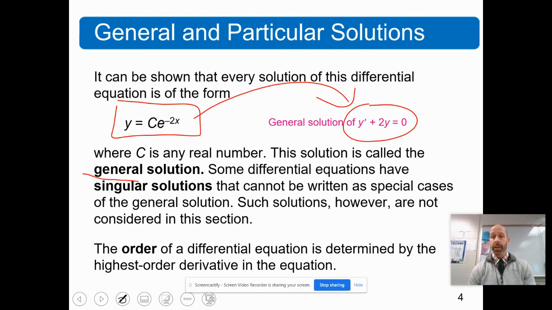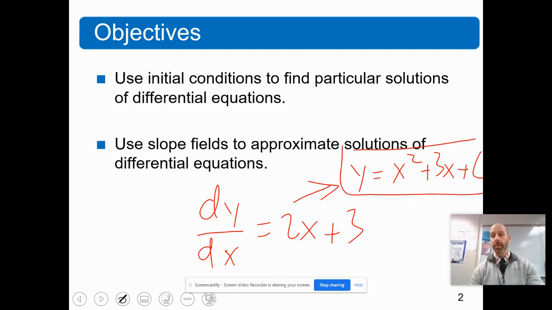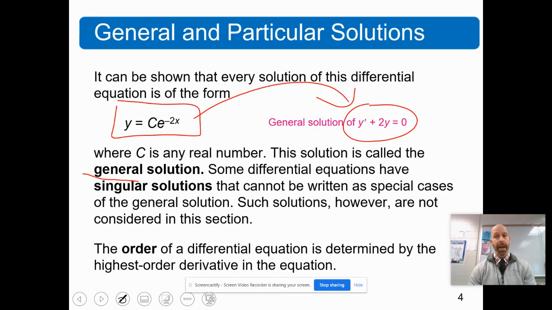The reason it's called the general solution is basically the fact that c could be any number. Just like when we go back to the very first example here, if we solve this differential equation, we're going to get y equals x squared plus 3x plus c. This is the general solution because that plus c could be any number, so there's infinitely many curves. This is the same thing we're talking about here. Some differential equations have a singular solution and cannot be written as a special case of a general solution. Such solutions, however, are not considered in this section, and they're not very common.